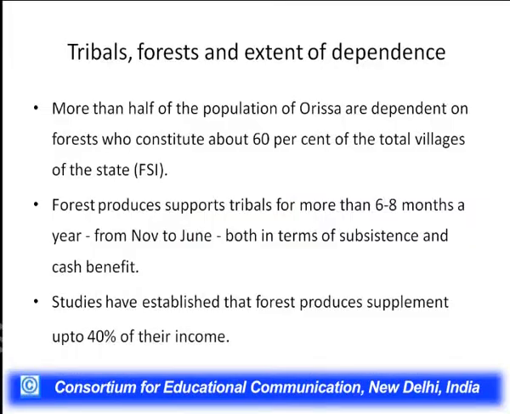Then studies have also established that forest produce supplements almost 40% of the income of the tribals. Since most of the tribals are not engaged in settled agricultural life, they are very much dependent on gathering important herbs and other items from the forests, and this activity in fact constitutes 40% of their income, which is a very important part of their income, and therefore the state must devise ways and means that this part of the income does not get eroded.